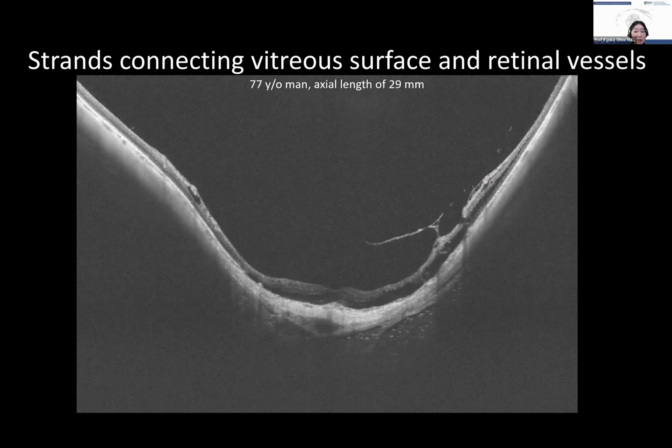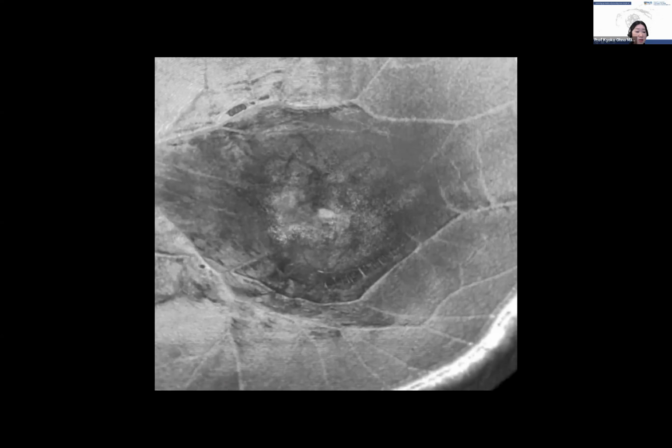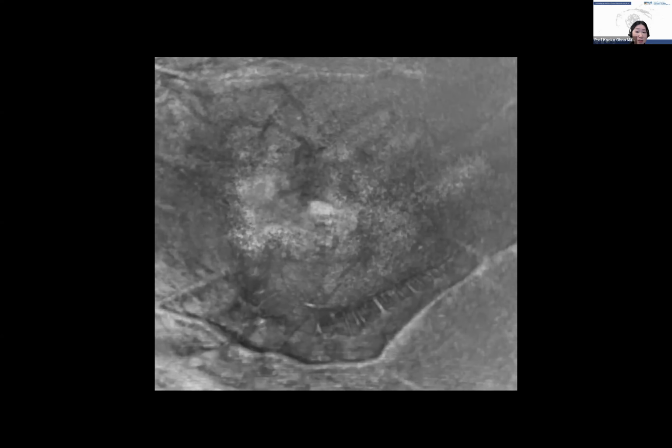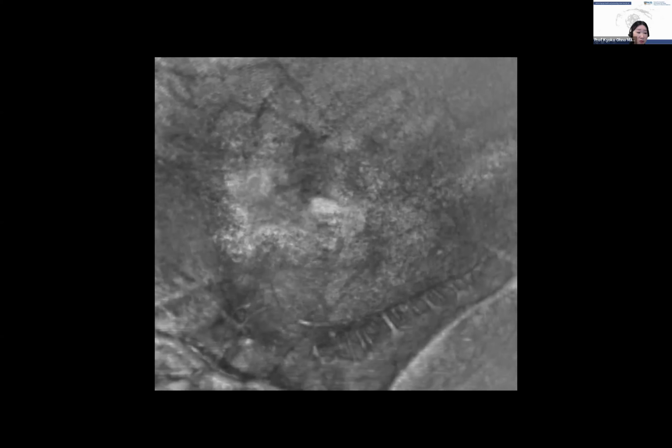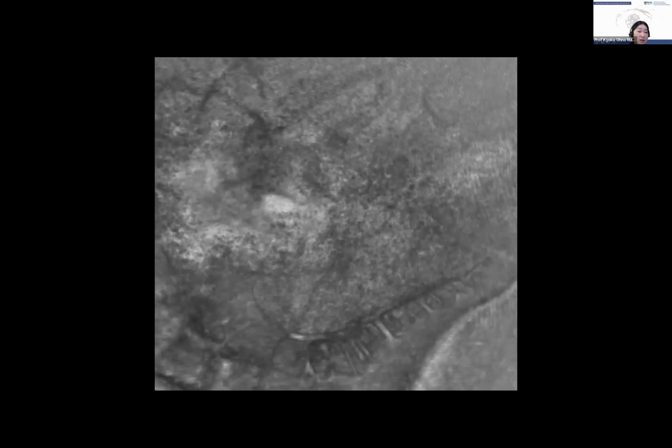In this case, with myopic retinoschisis, the posterior vitreous is thickened, and there is a single strand connecting the posterior vitreous to a retinal vessel. But in this 3D movie, you can see numerous strands connecting the posterior vitreous surface and retinal vessels. This image shows how strong the vitreous adhesion to retinal vessels is in pathologic myopia.